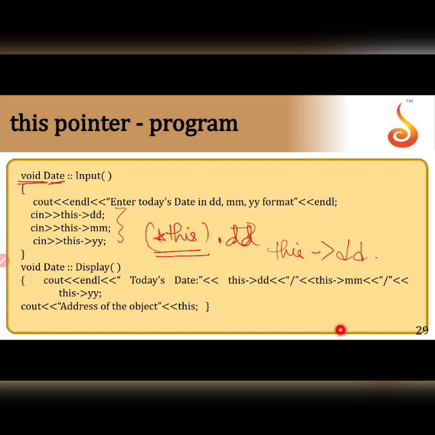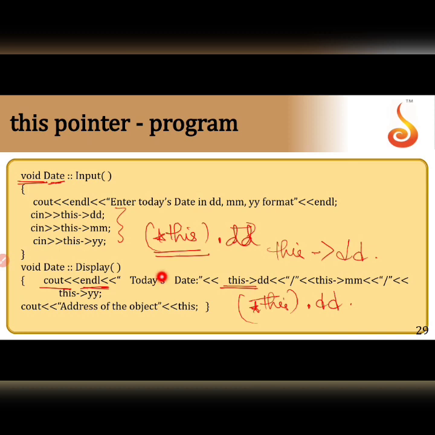So what am I going to print? Cout, this endl means new line. Today's date would be printed as it is because it is in double quotes. After that, again I am using this. This also can be used like this. You can either use it this way or this way. dd, mm and yy. So I am printing this dd.